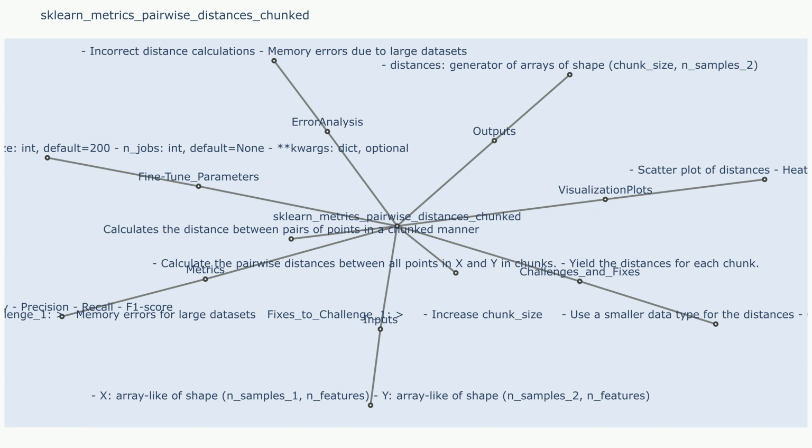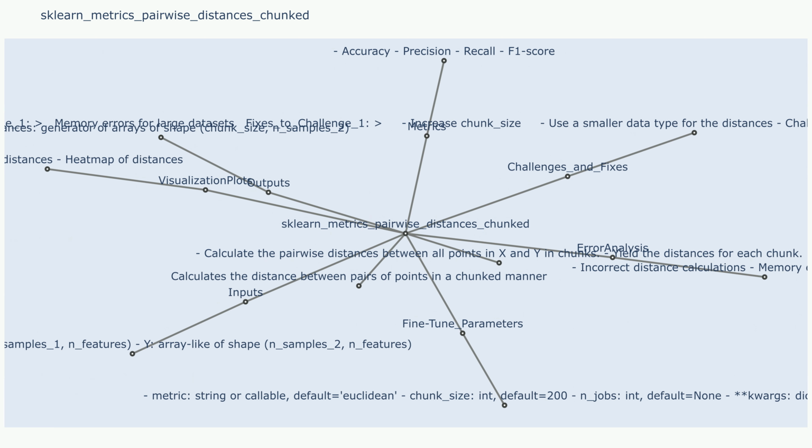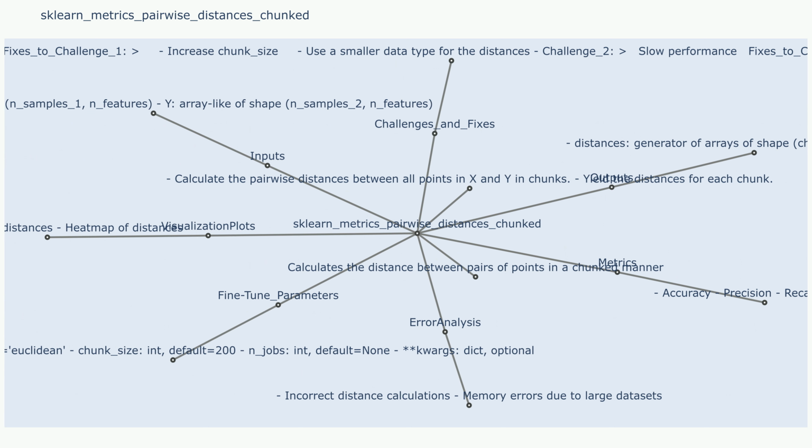Outputs: generator. The function returns a generator that yields chunks of the distance matrix. Each chunk is a 2D NumPy array containing distances between a subset of samples. Chunk size: this argument controls the size of the chunks that are yielded by the generator. Larger chunk sizes can lead to faster computation but may require more memory.